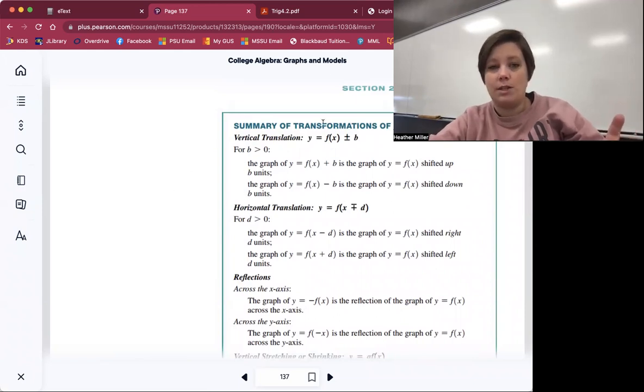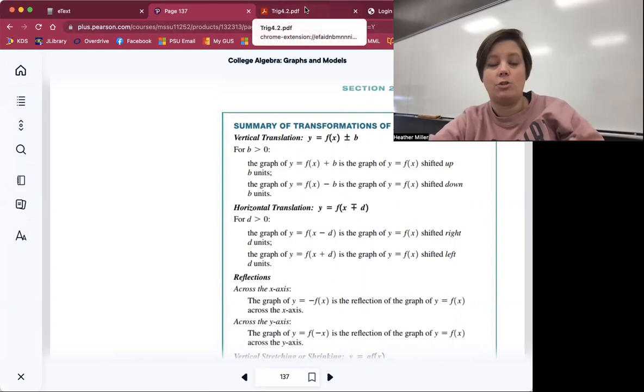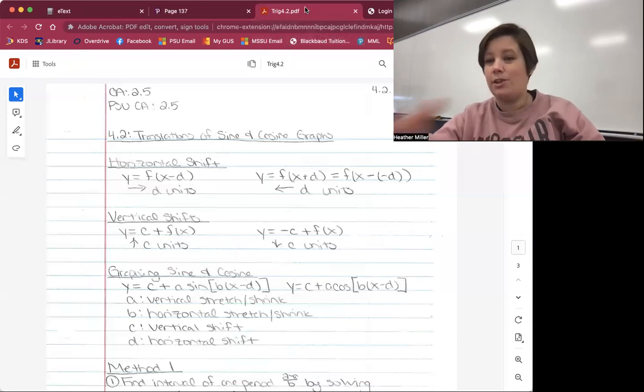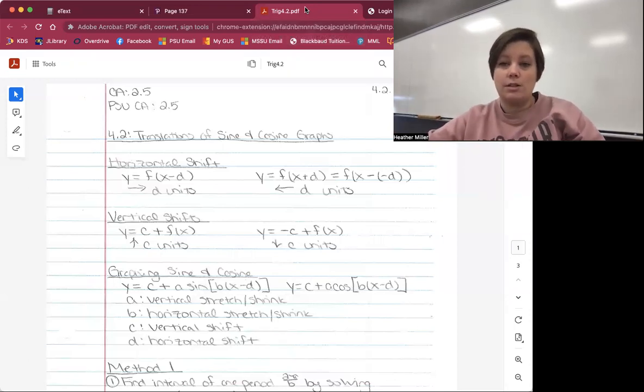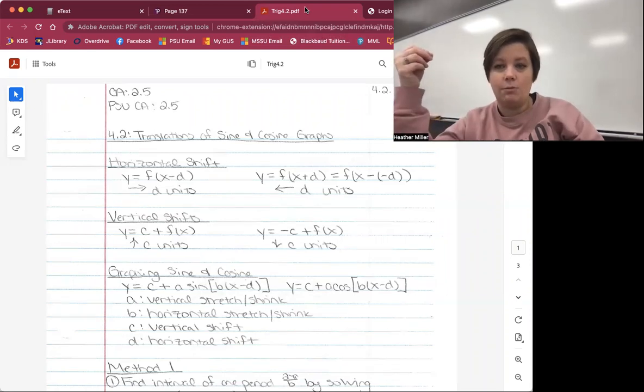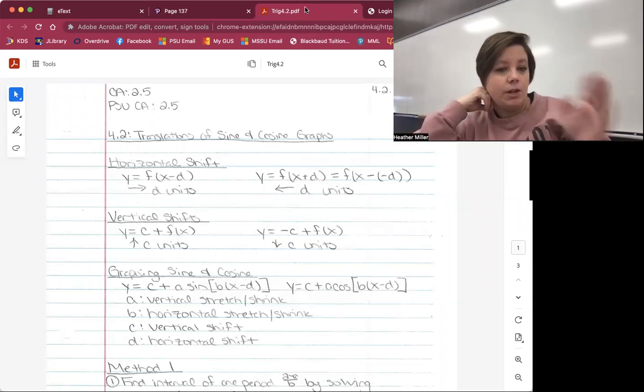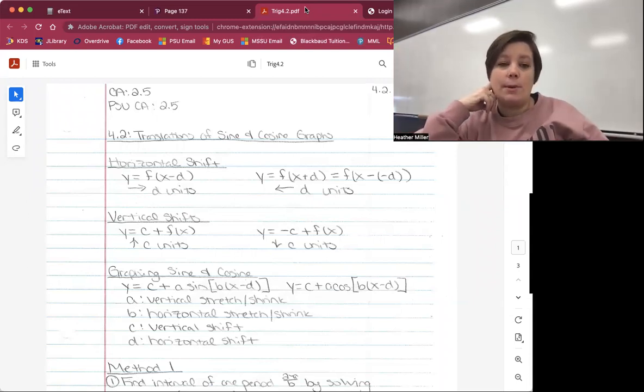So I just wanted to point out that you do have access to the college algebra text. And it's got some really good information in there for you. And maybe playing around with it with polynomials and algebraic equations will help it to click for the trigonometric functions that you're going to be messing around with. So all of that to say, today we're going to talk about horizontal shifts and vertical shifts.